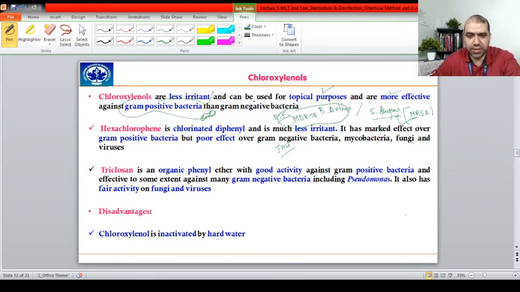But it is not effective against gram-negative bacteria. So remember, chloroxylenols are not effective against gram-negative bacteria. Now we can again derivatize this chloroxylenol in different ways in chemistry. So if we have hexachlorophene, it's a chlorinated diphenyl. So you use the halogen chlorine here, and you use 2 rings of phenol.